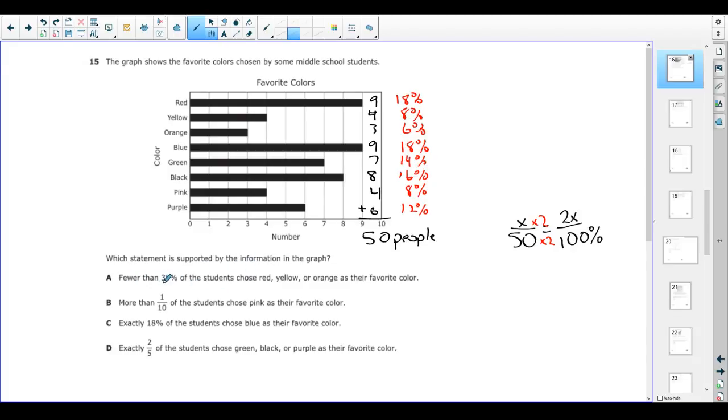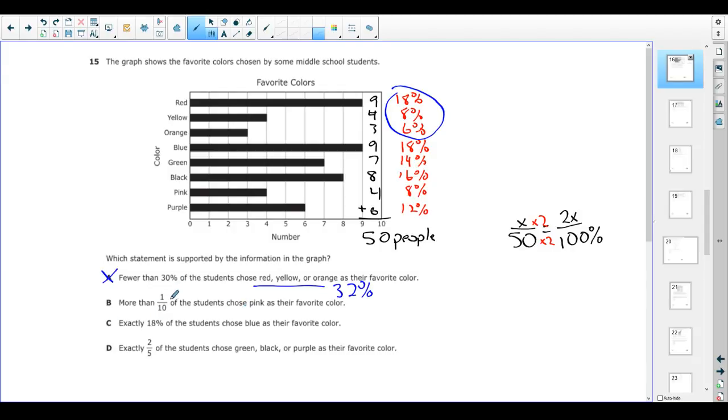So if it says fewer than 30% shows red, yellow, or orange. So red, yellow, and orange, that's these top 3 here. Okay. So 18 plus 8 is 26, plus 6 more is 32% total, which is not fewer than 30, so this is not correct.